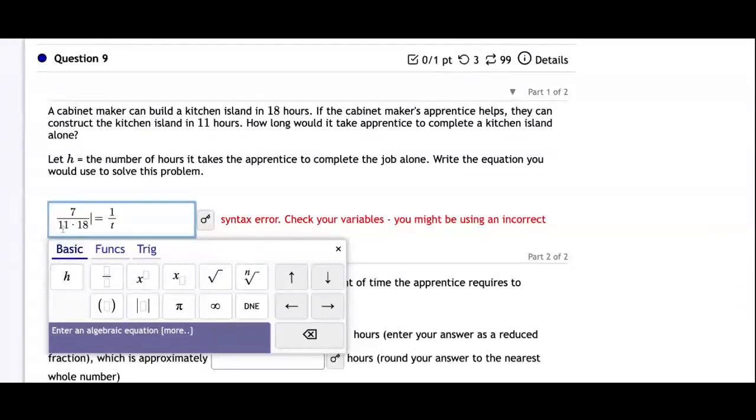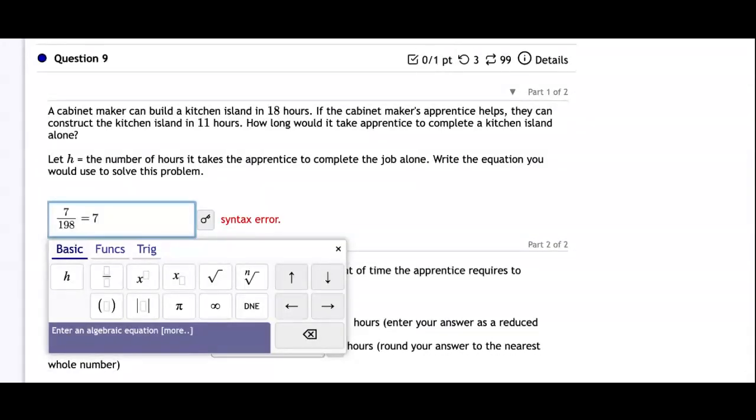So we get 7/11 times 18. Well, that's 198, right? 11 times 18, that's 198. So what's time then? We just flip over because we want to find out the time, how long it takes him. So t, we just flip over. So t equals 198 divided by 7.